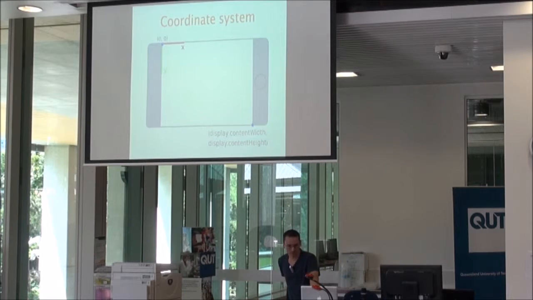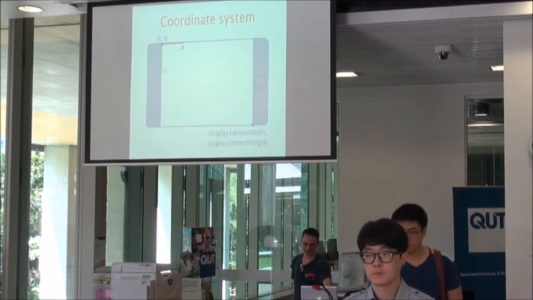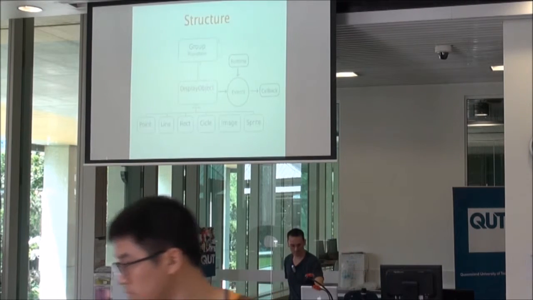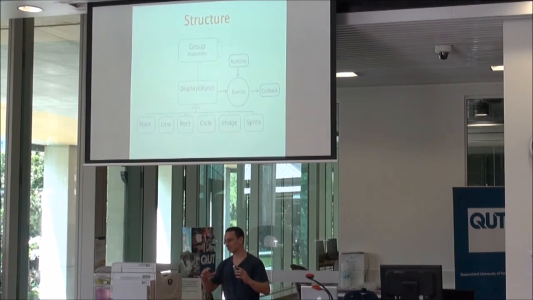The coordinate system for Corona starts at 0, 0 in the top left and ends in the bottom right. And if you want to know which resolution you have, you can query display.contentWidth and display.contentHeight. The basic structure is you have groups, and groups are ways of organizing all the display objects that you will create. So the display objects are sprites, images, and different graphics primitives like circles and rectangles.